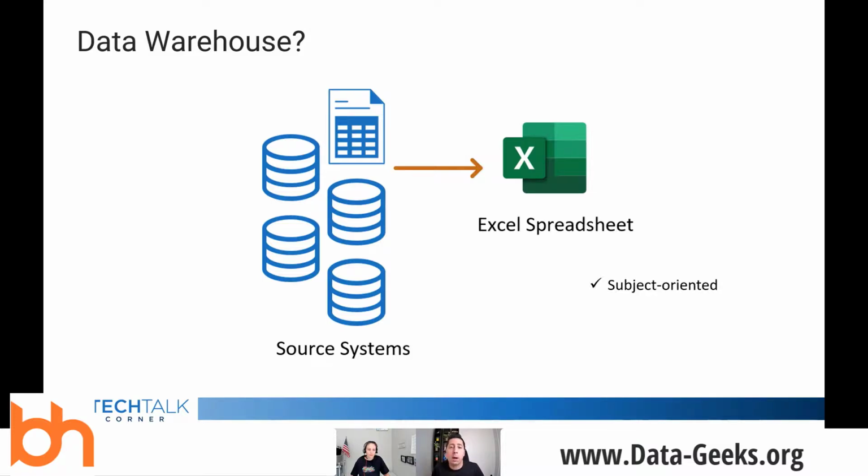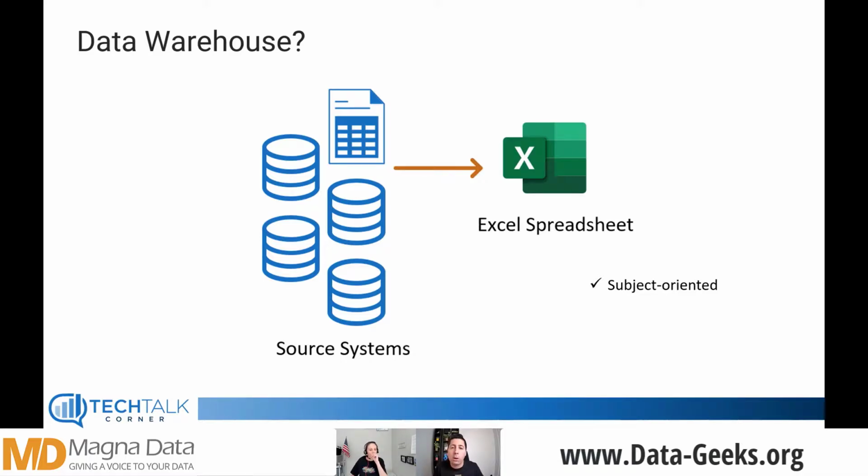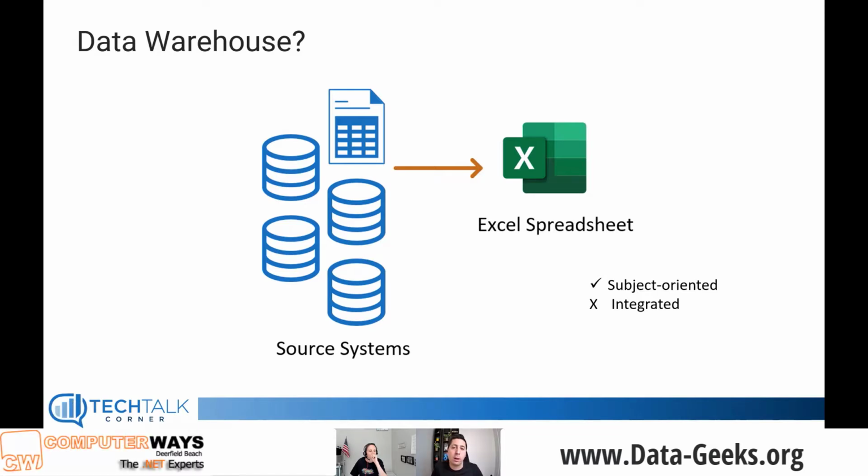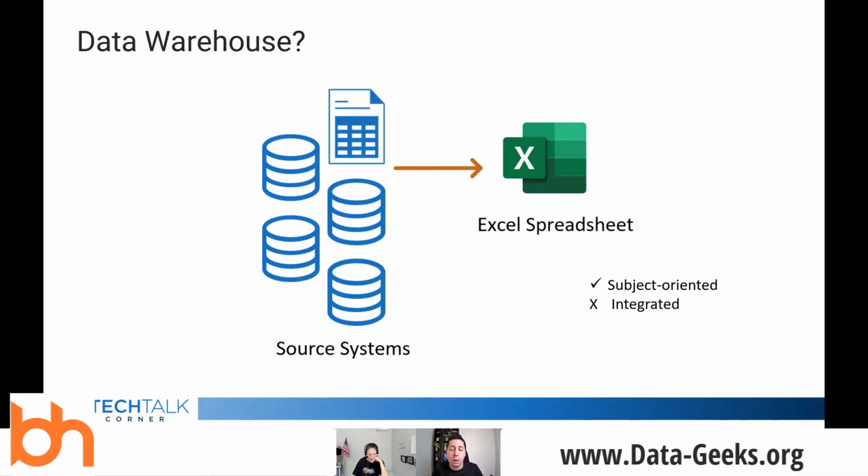So can we make it subject oriented? Yeah, potentially, right? We can extract information from the source systems, and we can organize that information applying some minimum naming convention rules in our spreadsheet. Can we integrate data from multiple source systems into an Excel spreadsheet? I think no. We're going to find that extremely challenging. It won't be the way to go.